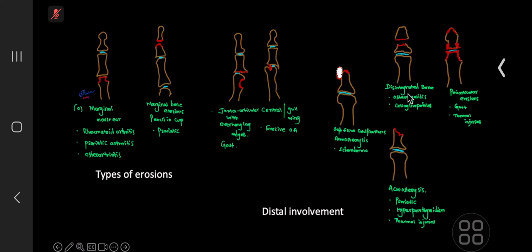If there is a disintegrated bone, these two important differentials fit in, especially osteomyelitis and collagenopathies. If there are only periarticular erosions, then think of gout and thermal burn injuries, especially involving the distal interphalangeal joint space. And acroosteolysis, or destruction of the tip of the bone, think of psoriatic arthritis or hyperparathyroidism, and also thermal injuries.